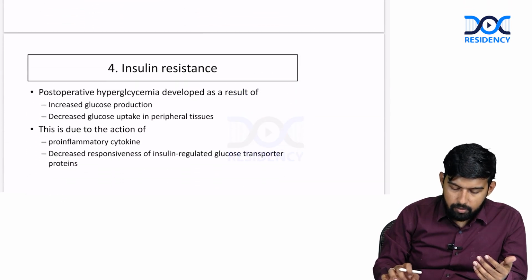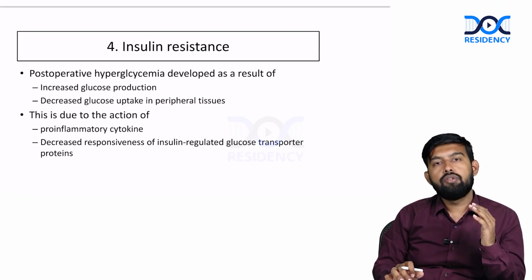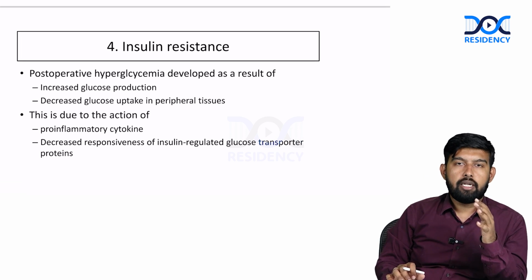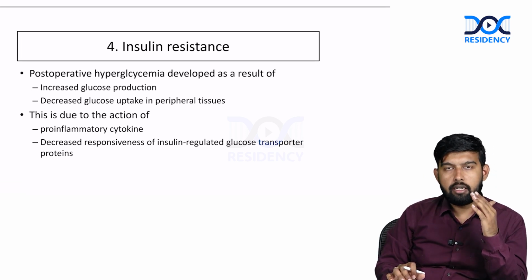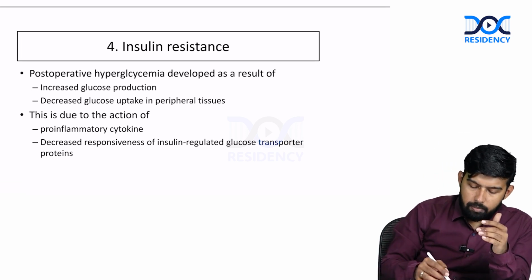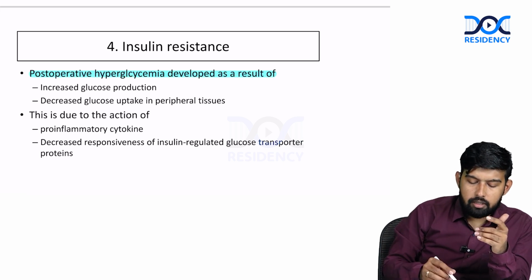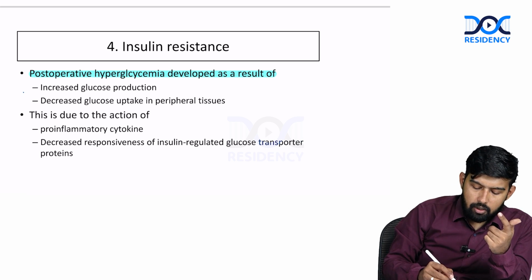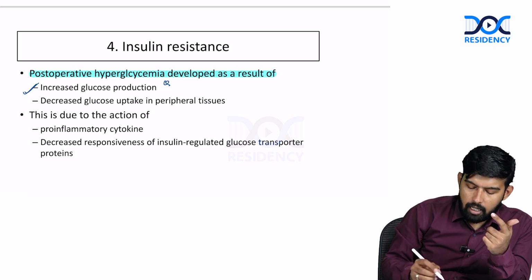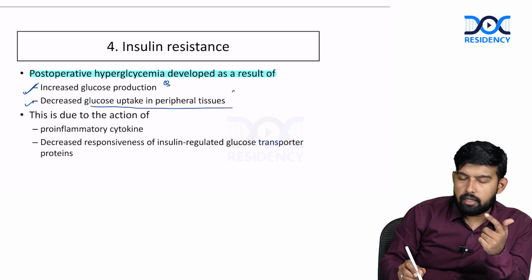The last effect of the alteration is insulin resistance. Actually, after trauma or injury, post operative hyperglycemia develops. This is because of an increase in glucose production or because of decreased glucose uptake in the peripheral tissue.